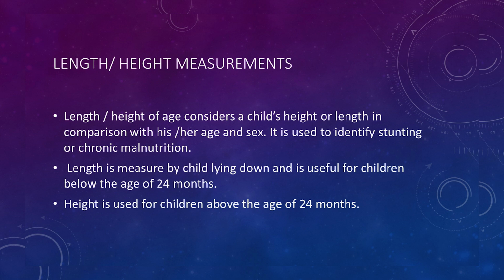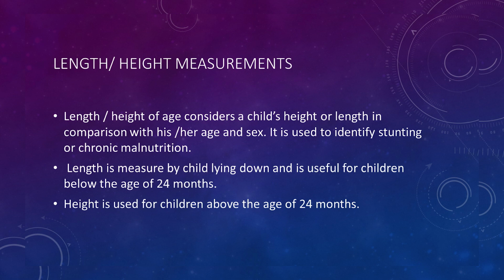Then another measurement is length and height measurement. After the weight we measure the child's length or height. Length or height for age considers the child's height or length in comparison with his or her age and sex. It is used to identify stunting or chronic malnutrition. If the height is less than the normal height for that particular age and sex, we call it stunting, which we may observe in chronic malnutrition.